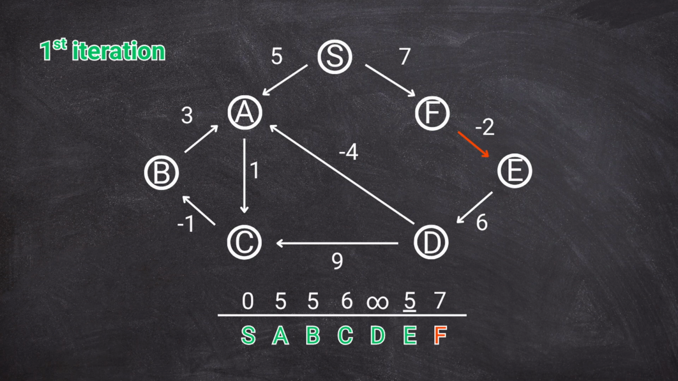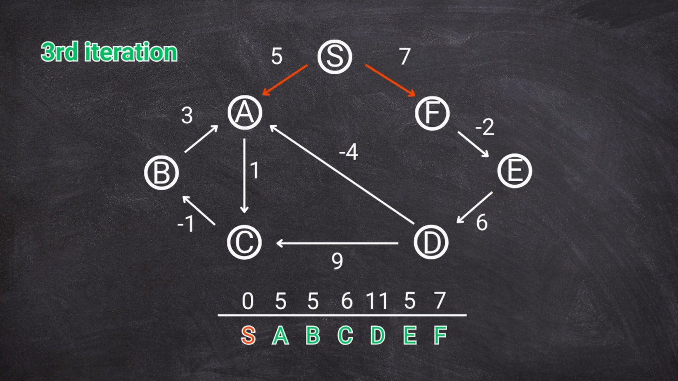reach them yet. Let's do the second iteration. Start from the top again. The distances for S, A, B, C, and F stay the same. Now look at E. From E, we can go to D with a cost of 6. Update D to 11. Nothing new for F this round.